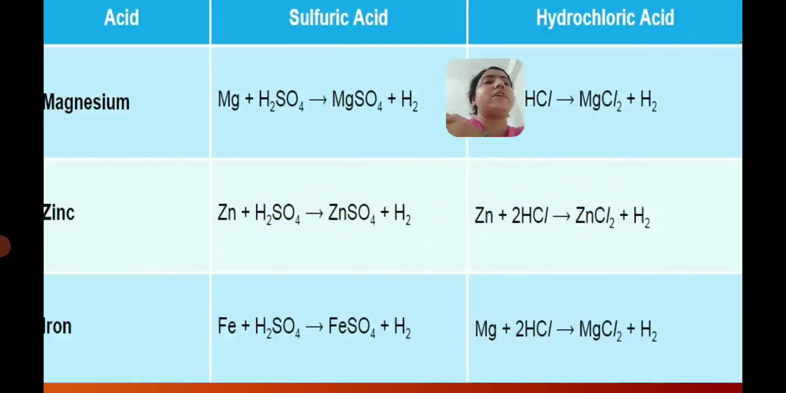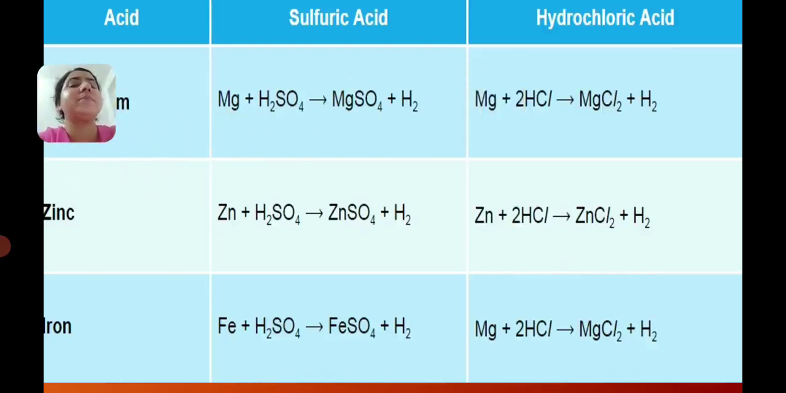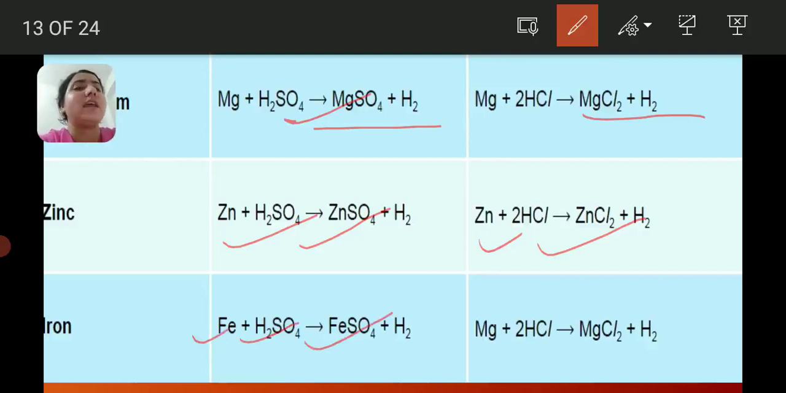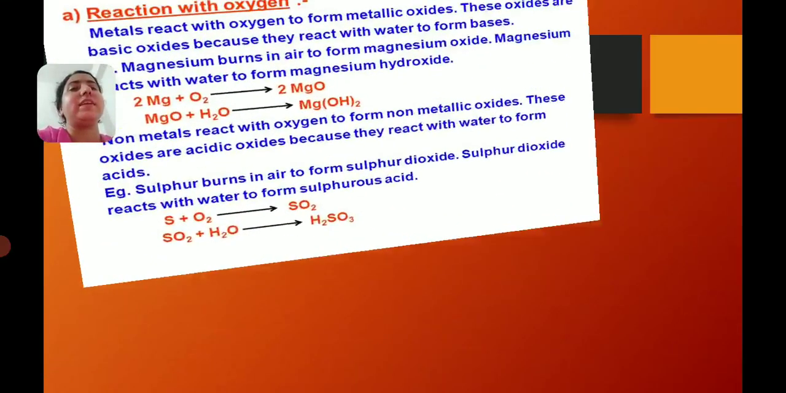So let us have a look here at which type of acid will react with which type of metal and what will be the product. Whenever magnesium reacts with sulfuric acid, you will get magnesium sulfate with hydrogen gas. When magnesium reacts with hydrochloric acid, you will get magnesium chloride, MgCl2, with the release of hydrogen gas. Here MgSO4. When zinc reacts with sulfuric acid, you will get zinc sulfate, ZnSO4. When zinc reacts with hydrochloric acid, you will get ZnCl2, zinc chloride. When iron reacts with sulfuric acid, you will get iron sulfate, FeSO4.